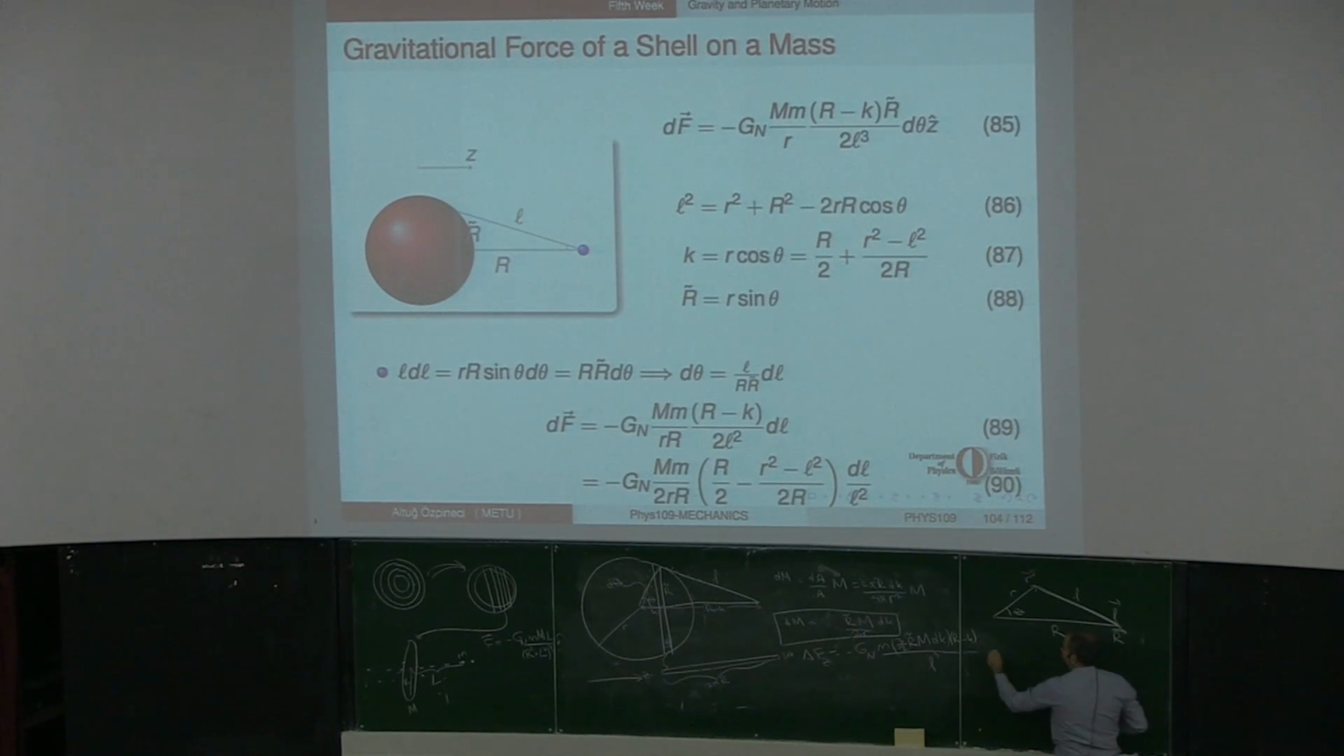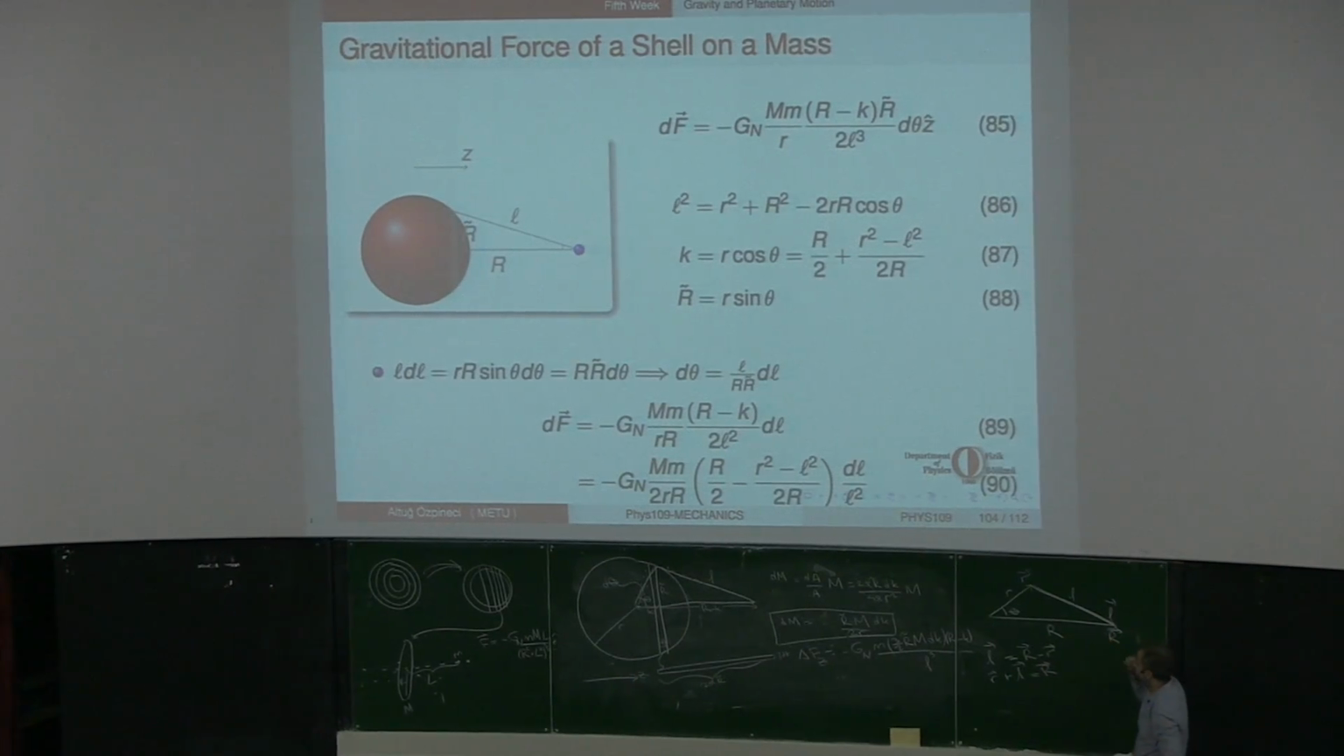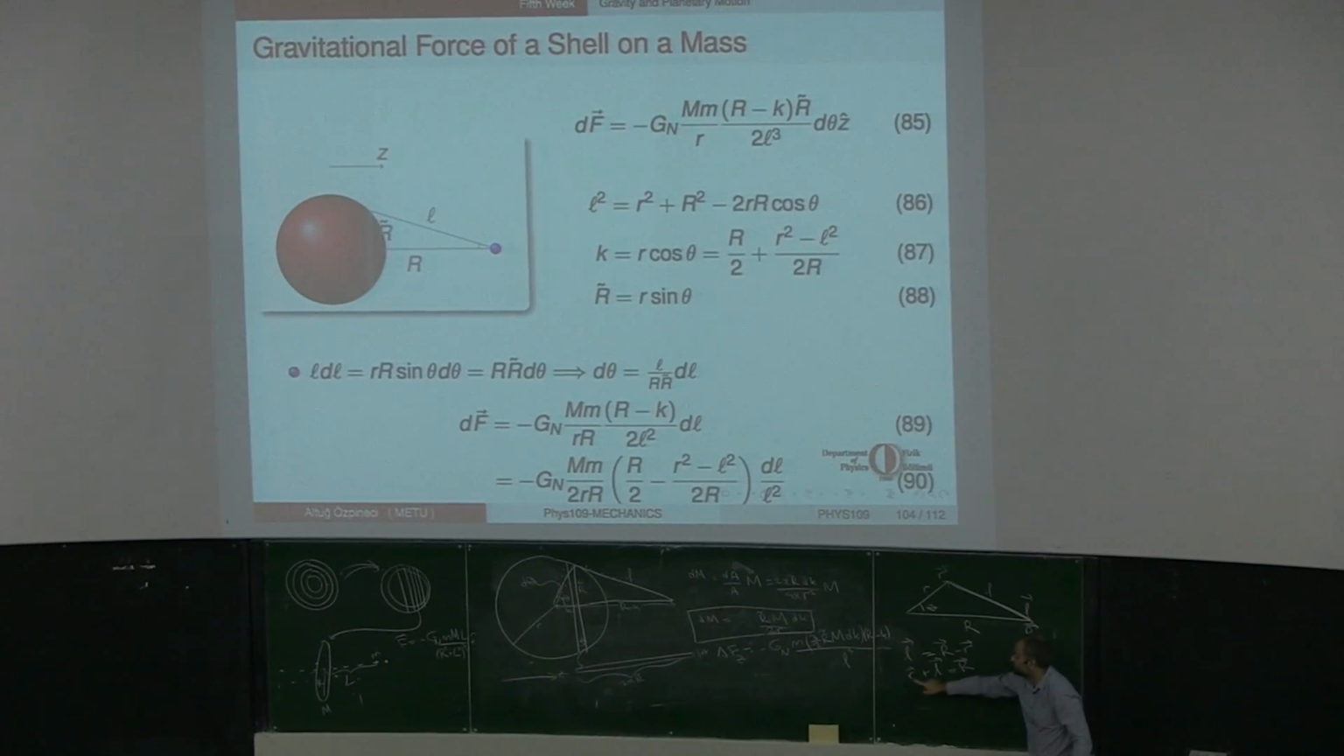Now this L vector, I can just write it as capital R vector minus the small r vector. Because if you have the small r vector plus the L vector, you are moving from here first to this point, then from this point you are moving to this point, but that means you are moving from this point to this point, that is your R vector. If you just move the small r vector to the other side, this is the equation you have.